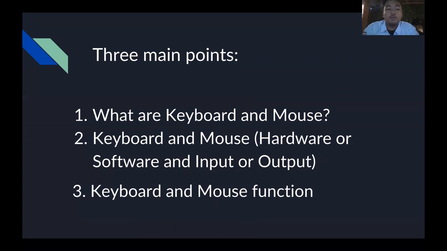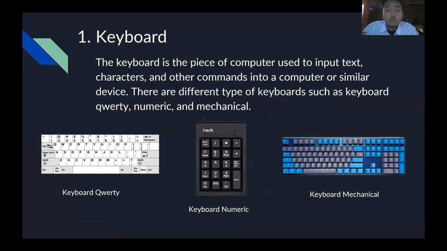Three main points. One, what are keyboard and mouse? Two, keyboard and mouse: hardware or software, and input or output. Three, keyboard and mouse function. One, keyboard. The keyboard is a piece of computer hardware used to input text, characters, and other commands into a computer or similar device.